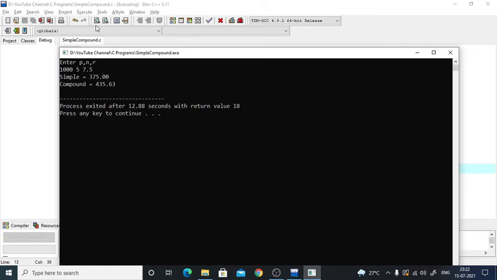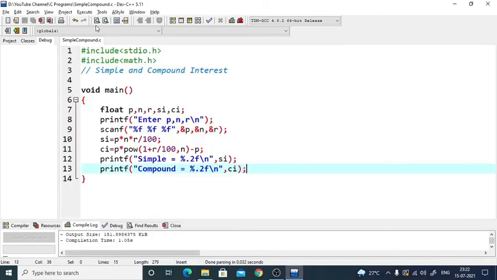Again, P, N, R all are being kept as float, so you can give float values. You can have your values of P and R as fractions. Or if you want them to be simple integers without fraction, that can also be done, because float can accept the fraction values as well as the normal integer values.